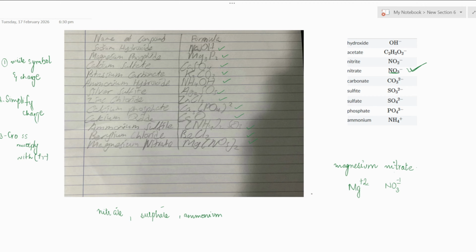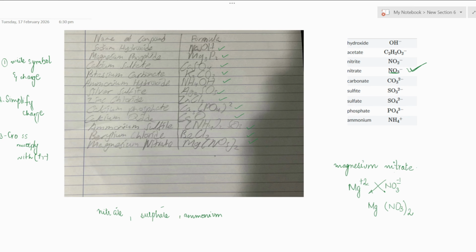Okay? Let's cross multiply. Because there are more number of atoms, we need to put nitrate into a bracket. Because we need to write 2 over here from here. That's why we are putting a bracket over here. And for 1, we do not write 1. It's a rule. We do not write 1. 1 is the understood value. If nothing is present, it means 1 is there.